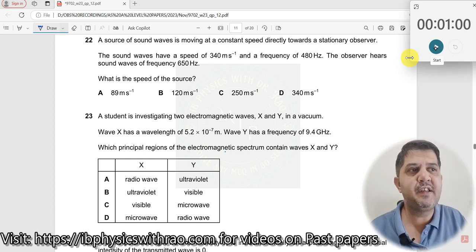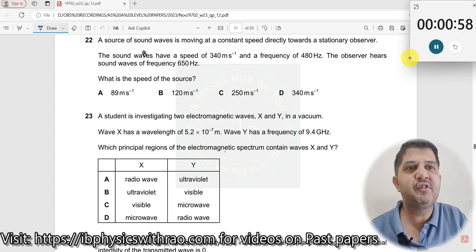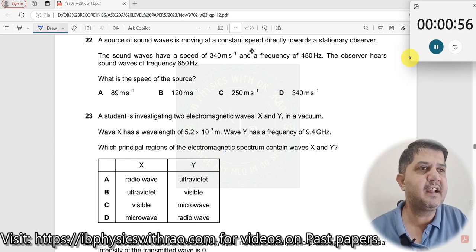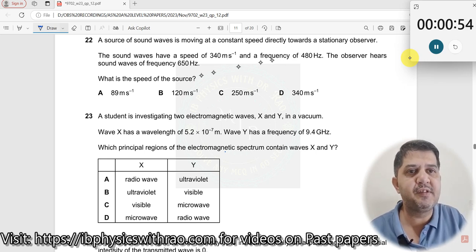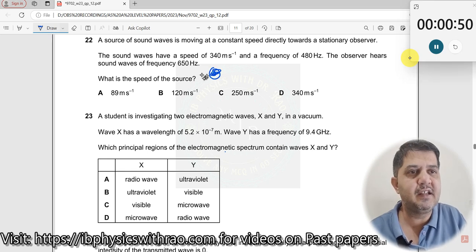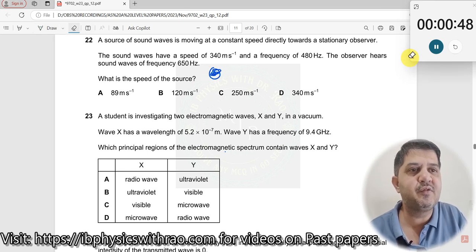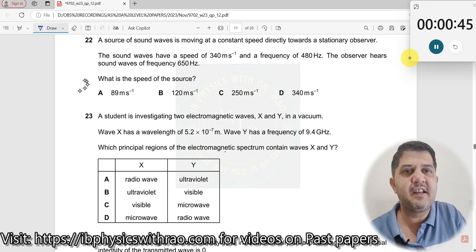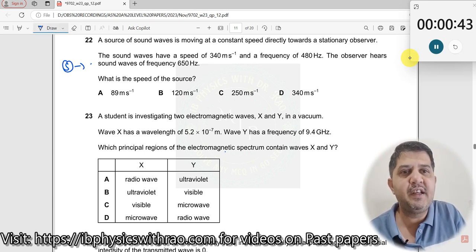Okay, question number 22. A source of sound is moving at a constant speed directly towards a stationary observer. What kind of problem is this? This is nothing but a Doppler effect. I need some space to write this, so I'll write here: a source is moving towards an observer.